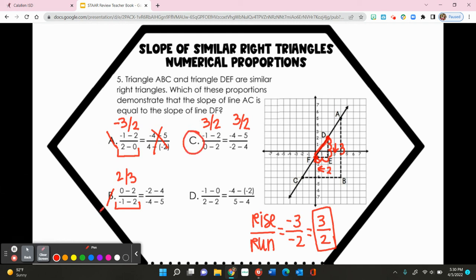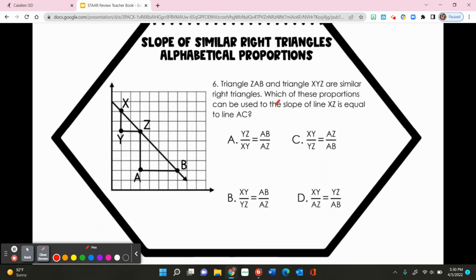Now let's go ahead and take a look at number 6. So for number 6, it says triangle ZAB and XYZ are similar right triangles. Which of these proportions can be used so the slope of line XZ is equal to line, this should say BZ. So here with alphabetical proportions, whenever you're looking at slope of similar right triangles, you are looking for the proportion that says rise over run equals rise over run.